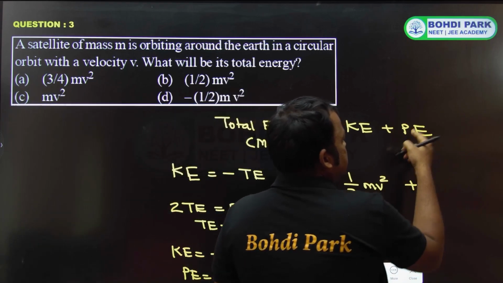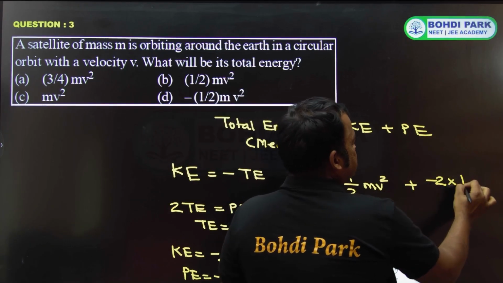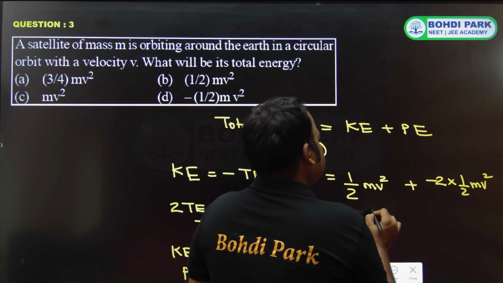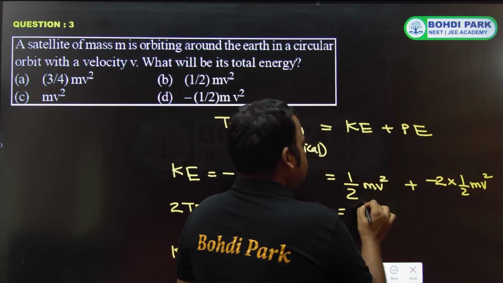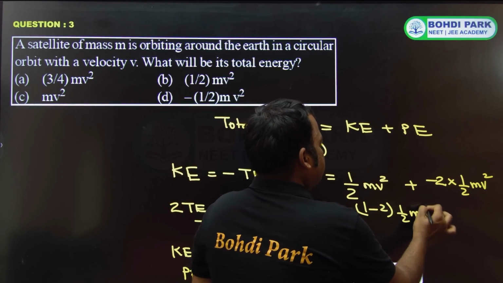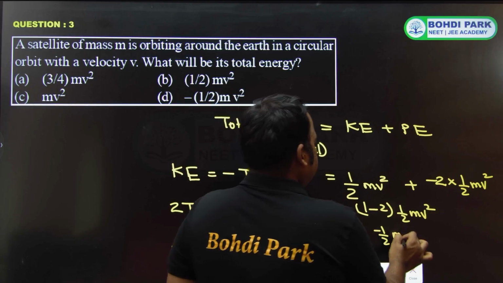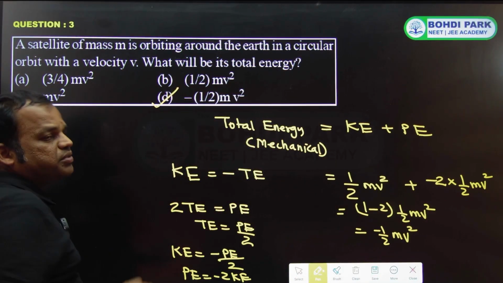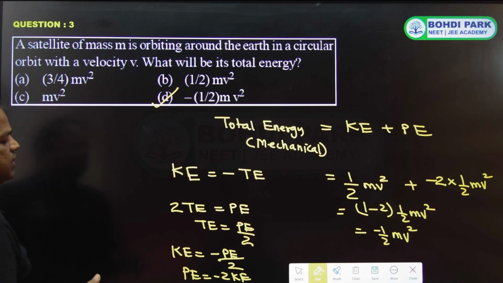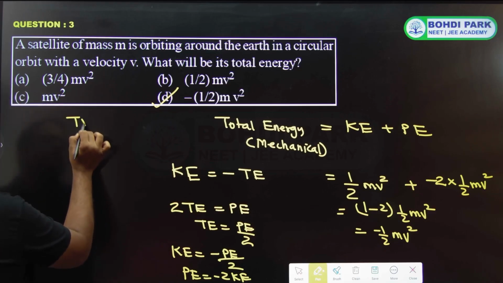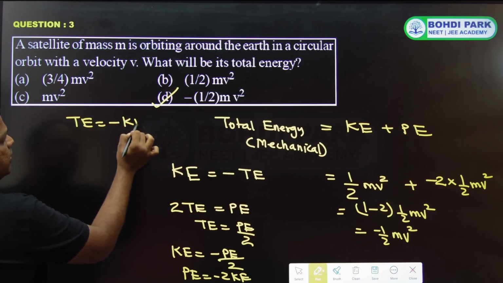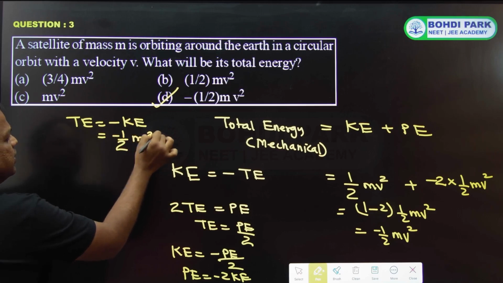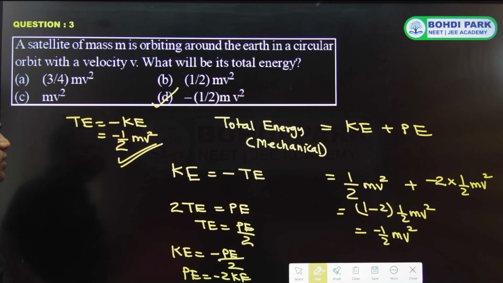So potential energy is equal to minus 2 times of kinetic energy, which is half m v square. So this will become minus 2 into half m v square. So minus 1 by 2 into m v square. So D option. And we can also use total energy formula. Total energy is equal to minus of kinetic energy. So directly also we can find minus half into m v square. Next question.